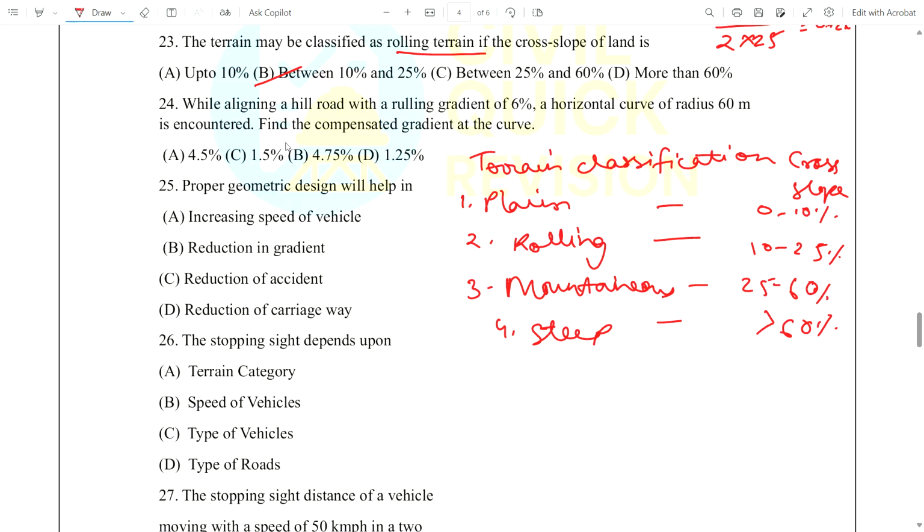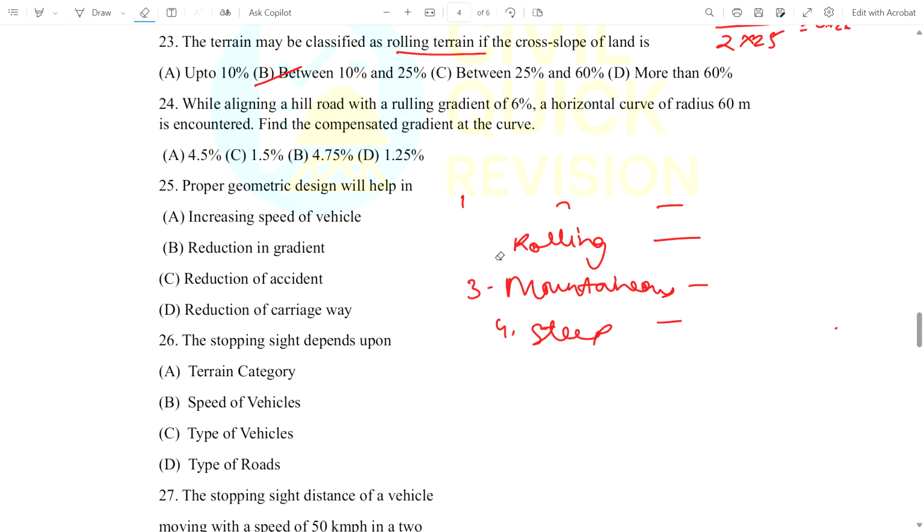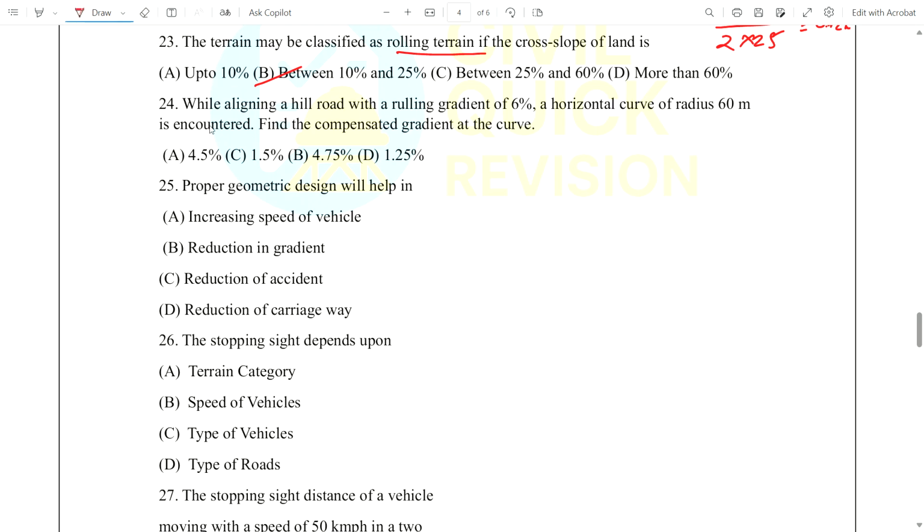While aligning a hill road, okay, with a rolling gradient of 6%, a horizontal curve of radius 60 meter is encountered, then find the compensated gradient. They asked for the compensated gradient.